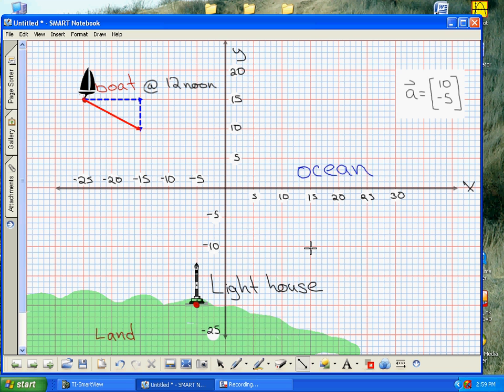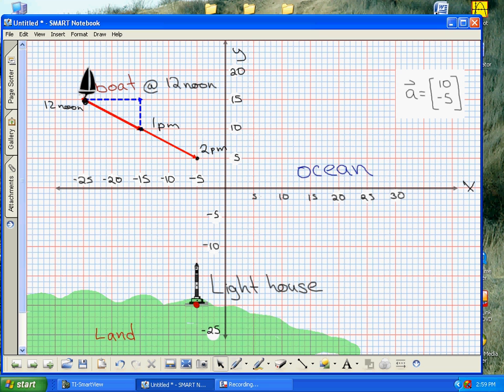Now we're supposed to track the boat for every hour. So we first need to mark off all our points. So we start off right here. This point right here represents 12 noon. In 1 hour, or 1 p.m., I am right here. In an hour, I will travel this speed in the same direction. So in 1 hour, I have traveled right here. At 2 p.m., this is where I'm at.